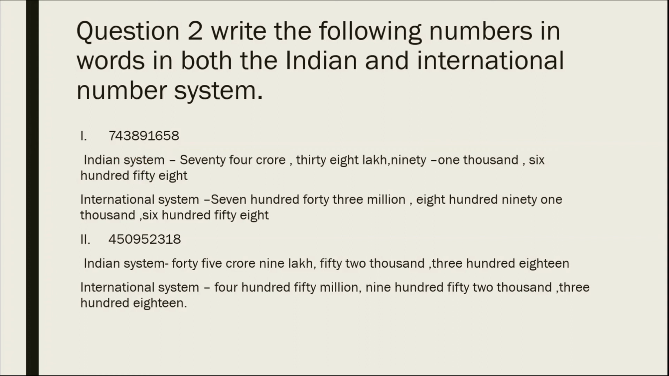So 74 crore 38 lakh 91,658, you have to write in words. Now in the international system you have to put commas after every 3 numbers. So here the comma will be between 1 and 6, and then between 3 and 8 here.